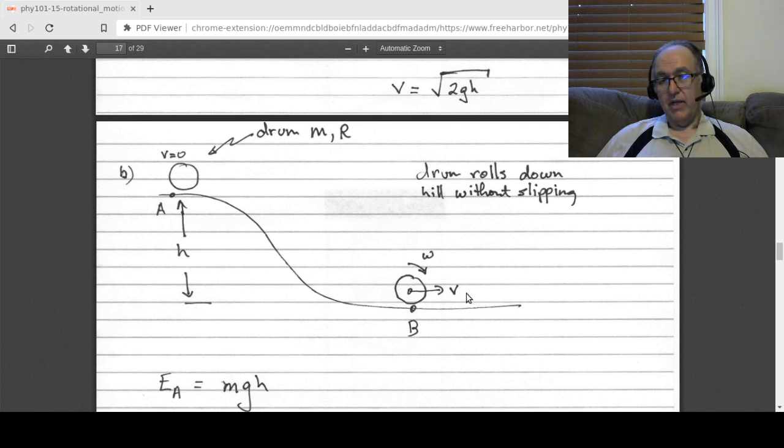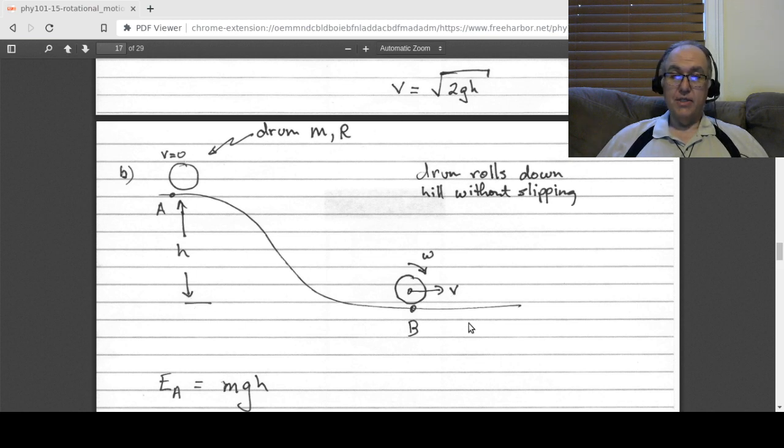I should have probably written here v equals question mark. It also has an angular velocity omega, but we're not solving for omega. We really want to just get a formula for v there. Okay, so at point A, all the energy is potential, mgh.